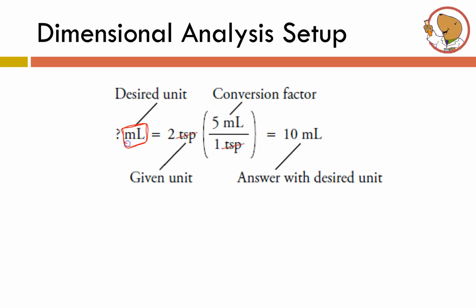So basically, we've got what's called the desired unit. So we know what unit we're trying to get into. We've got the given unit, and that's going to be provided in the question. You've got what's called a conversion factor, and conversion factors are just fractions that are equivalent to 1. You might not know this off the top of your head, but 5 milliliters is equal to 1 tablespoon. Is that tablespoon or is that teaspoon? I think it's tablespoon.